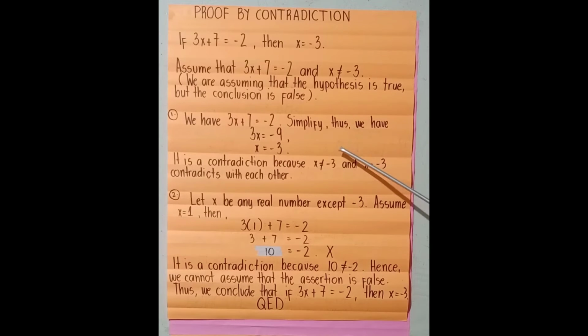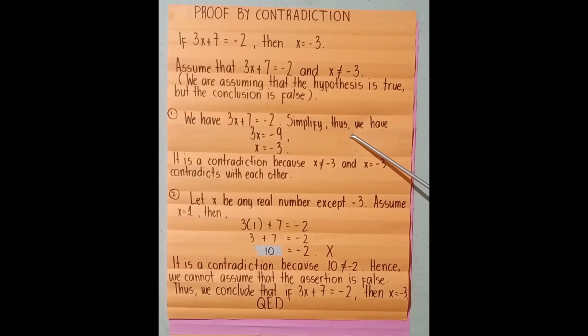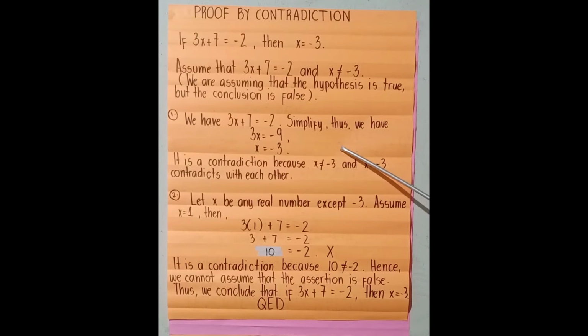We have two solutions for the proof by contradiction. The first solution: we have 3x + 7 = -2. We are to simplify this. Thus, we have 3x = -9, since we are to add -7 to both sides of the equation. So 3x + 7 + (-7) = 3x. Then -2 + (-7) = -9. So 3x = -9. Then multiply 1/3 to both sides of the equation. So that is why x = -3.